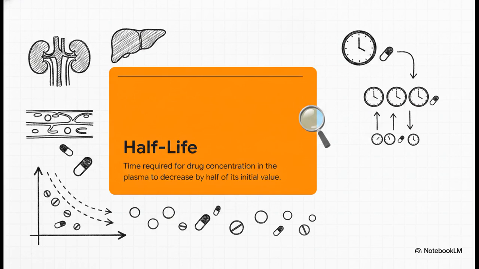Well, we measure this using something called half-life. This is the time required for the concentration of the drug in your plasma to decrease by exactly 1/2 of its initial value. Drug half-lives vary wildly. Some are super short, some last days, and this is the exact metric that dictates whether you need to take a pill every 4 hours or just once a day.